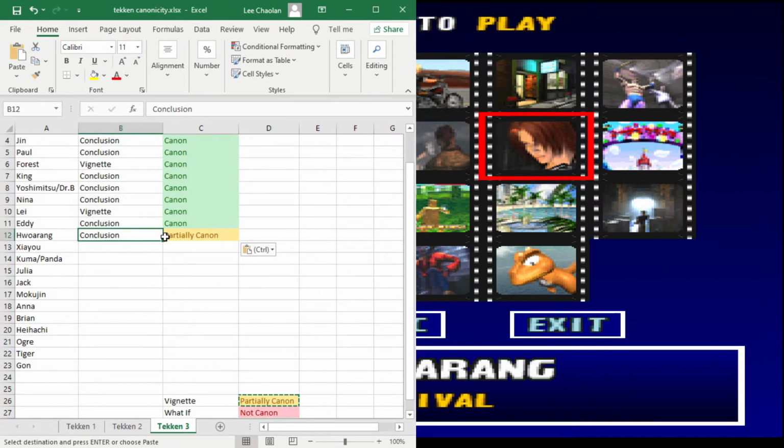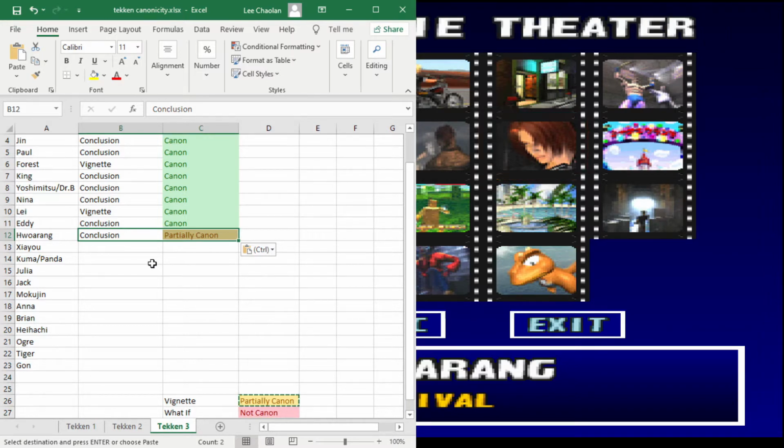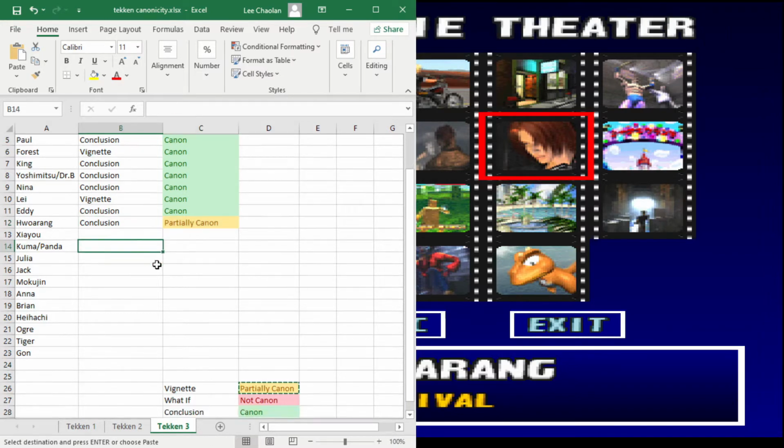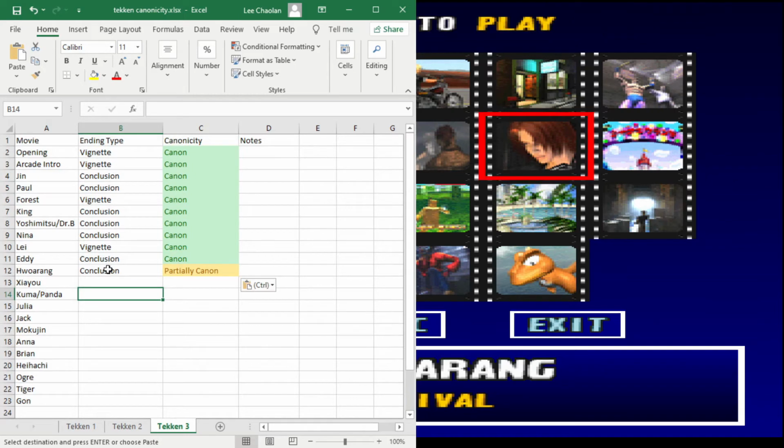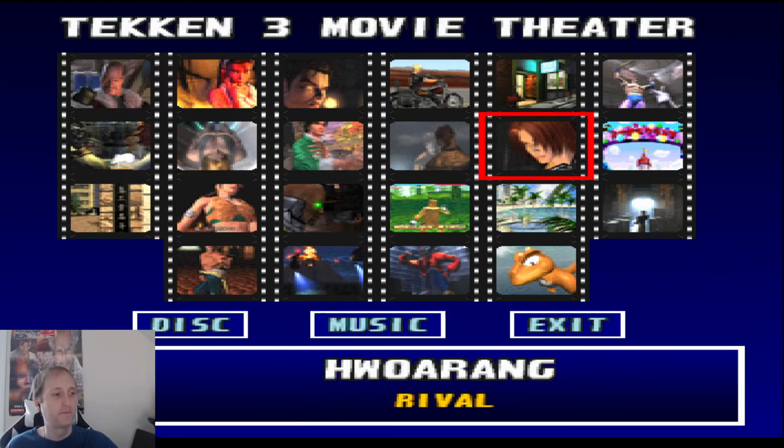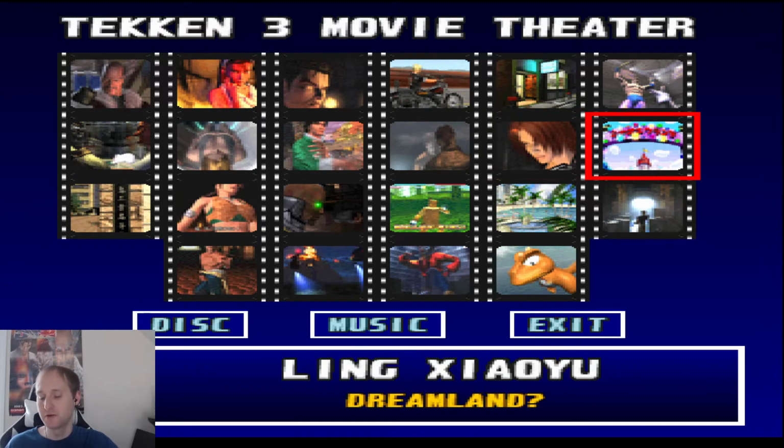and it's kind of a conclusion because they're insisting that after the tournament, Huarong cared nothing about the trophy. He just wanted to fight Jin again, and he didn't get to do that, and he still doesn't get to do that. Poor Huarong. Poor Bob. Anyway, let's check out Xiaoyu, and this is the kind of the start of the trend of her having kind of silly endings.